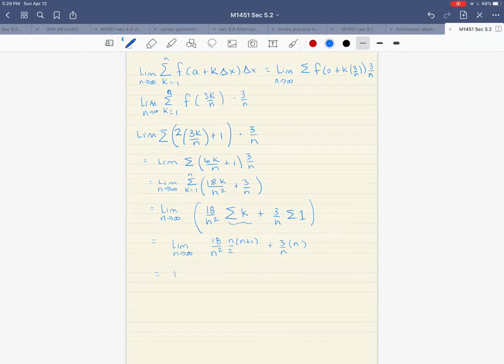And now if I multiply this out, 2 goes into 18 9 times. Let me go ahead and reduce there. Then I'm going to have an n squared plus n and an n squared down here. And then here the n's cancel. Now when we take the limit as n goes to infinity, I have the same power, so I just get the ratio of the coefficients, and then the 3. So the actual area is 12.